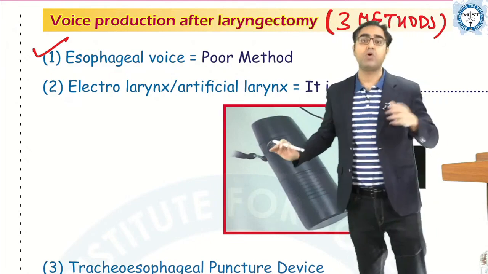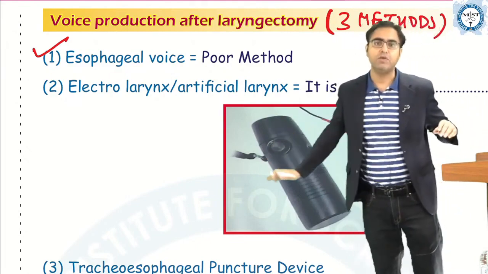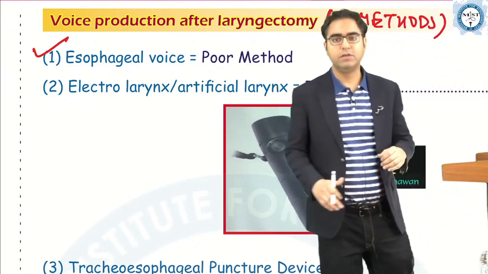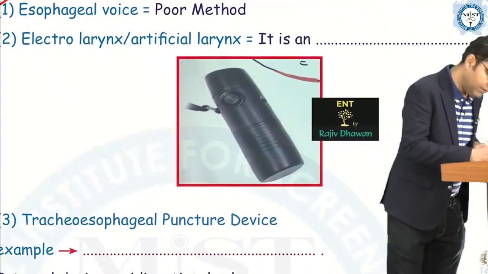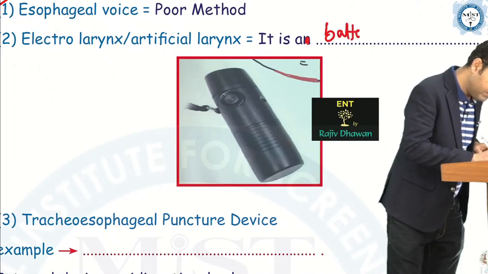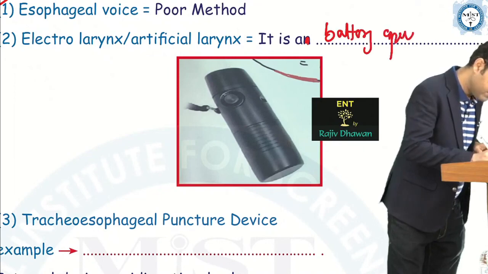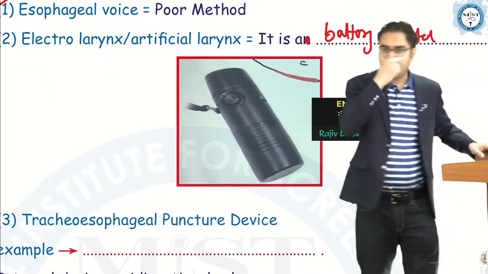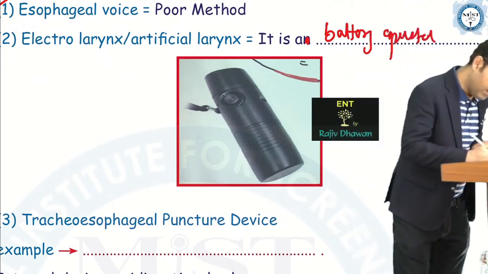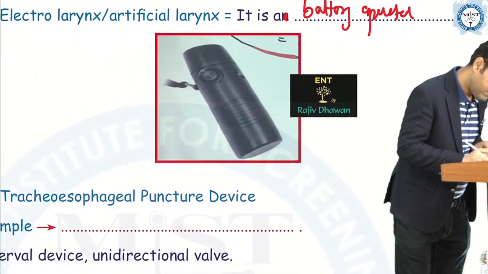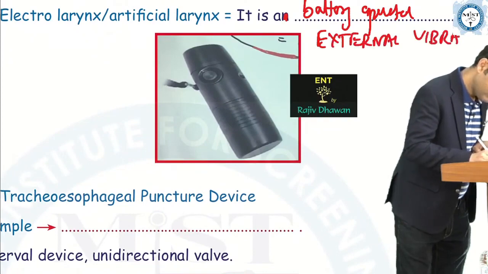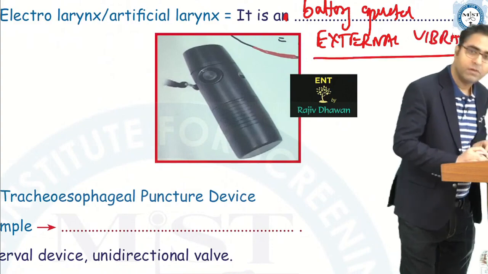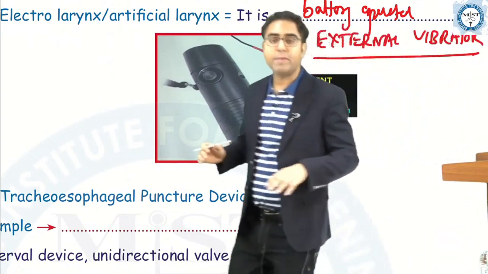The second one, very commonly used, beta. Electrolarynx or artificial larynx. This is very, very common. It is battery operated. It is a battery operated external vibrator, beta.